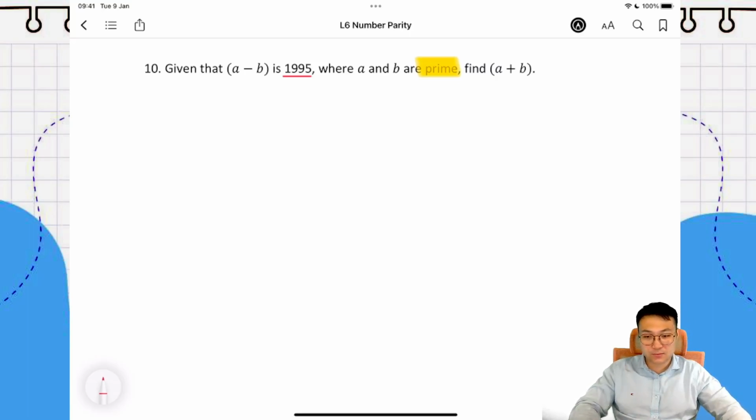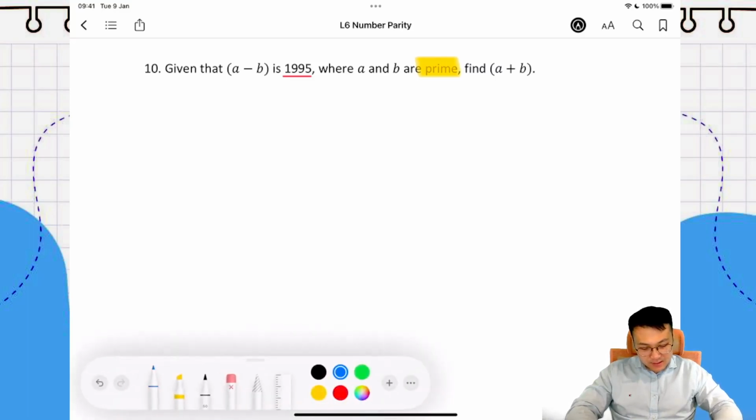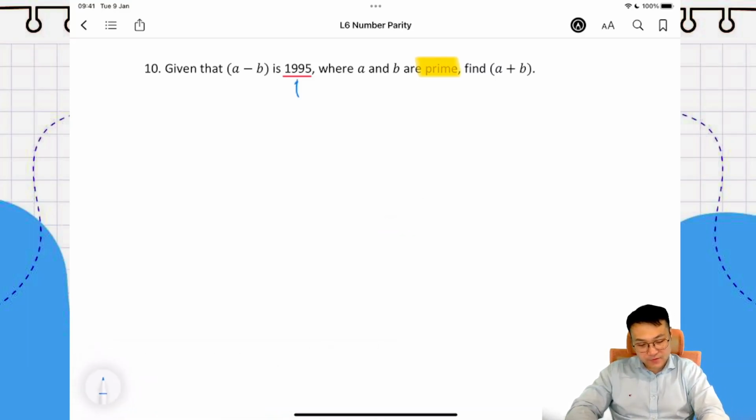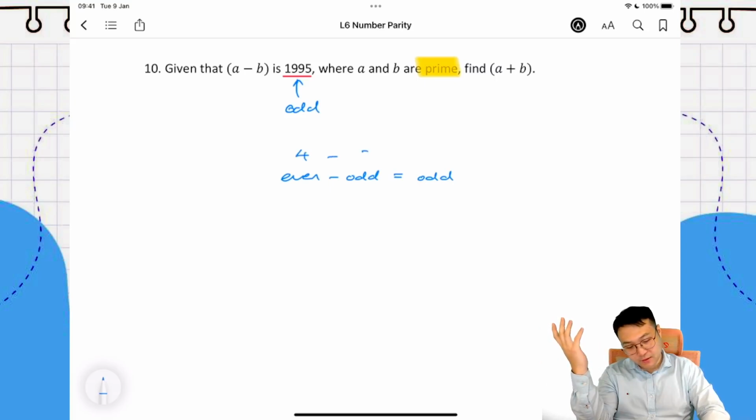Your time starts now. Alright, Kyla, let's take a look, okay? A minus B is 1995. 1995 is odd or even? Odd. Do you think A should be odd or A should be even? Okay, let's do an experiment. What if A is even minus odd? Will you get odd or will you get even? Let's just do an experiment. 4 minus 3. Will it be odd or will it be even? Odd.